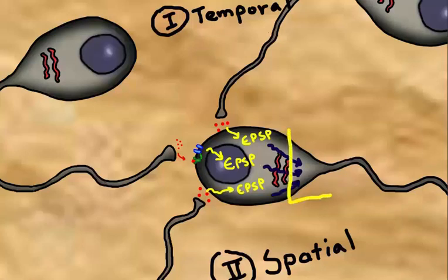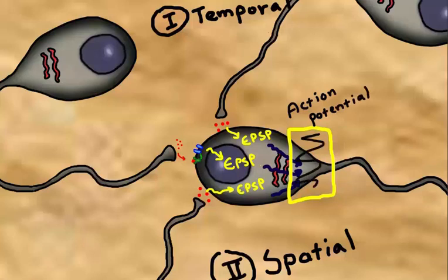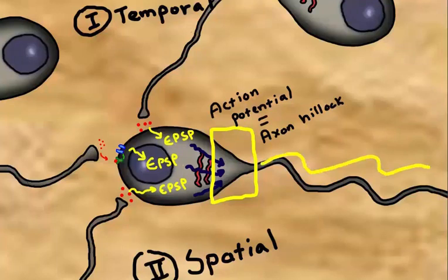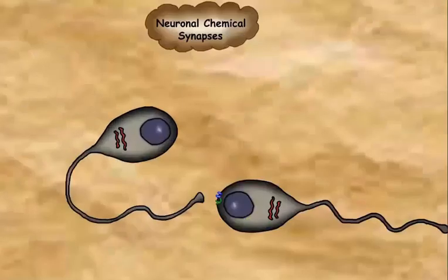All of these excitatory post-synaptic potentials will be summated, and an action potential will be initiated in the area that we call the axon hillock. And as we mentioned in our previous video, it's the most excitable part because it has a lower threshold and a huge number of voltage-gated sodium channels. And then the action potential will be propagated through the whole length of the axon.